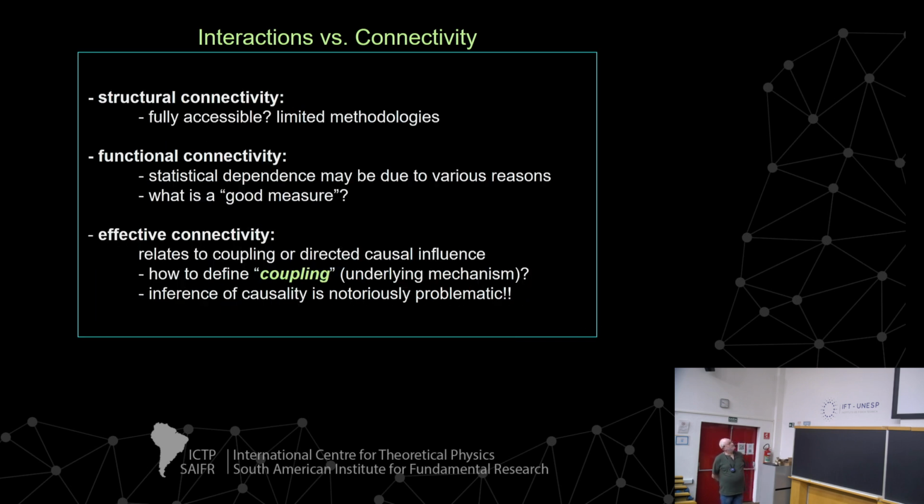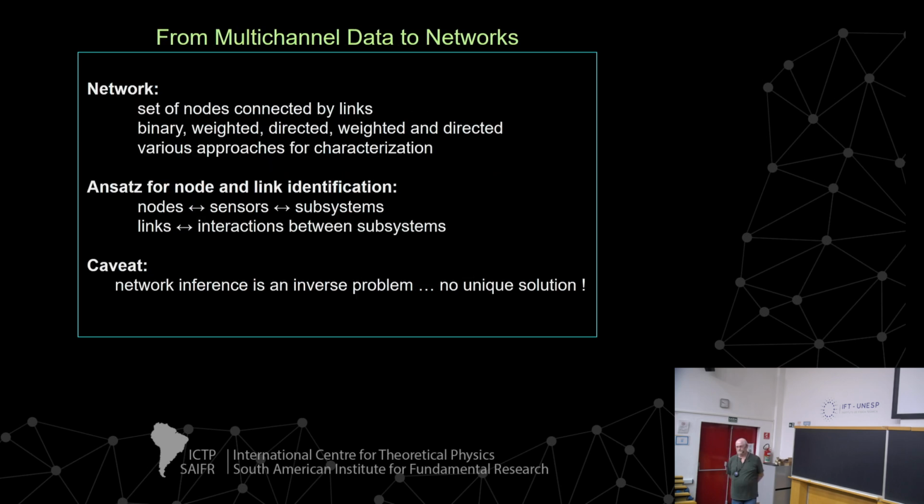So, accessibility is one thing. We know that there are limited methodologies. We have this functional connectivity. You need to ask what is actually a good measure to study that. And if you go for effective, you would need to define what is actually a coupling in the brain. This is everything that is relying upon that. We need to understand what that is. Good. So, we go into details now.